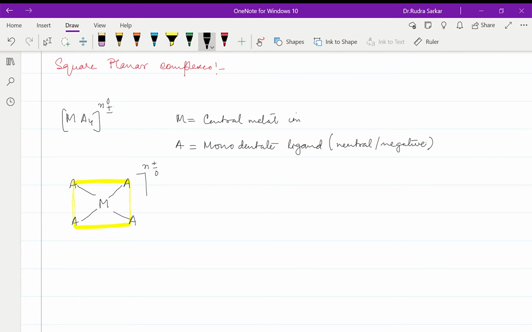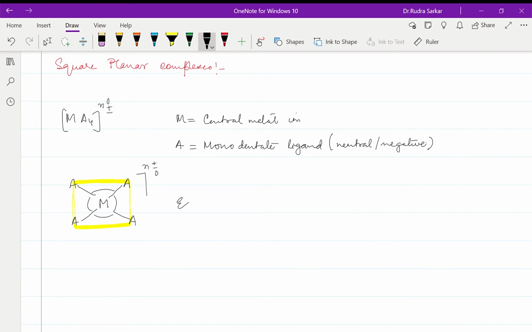Again, some further information. What are the angles between these AMA? It is all 90 degree. So they are lying in one particular plane. And what is called the plane? The plane is called the square planar plane.